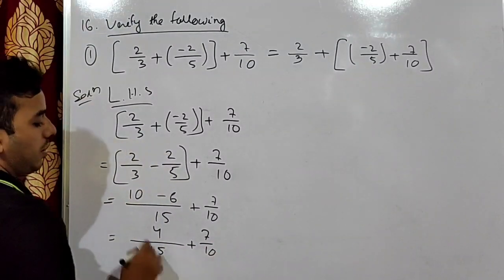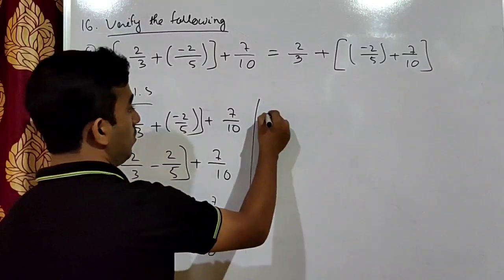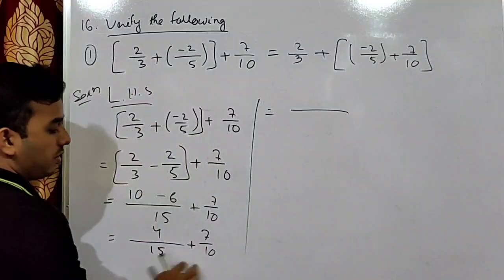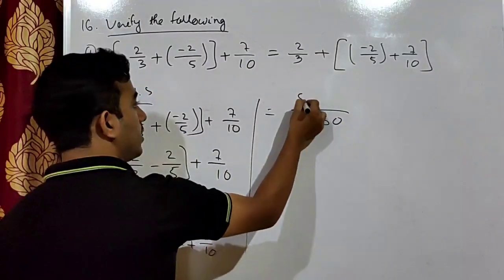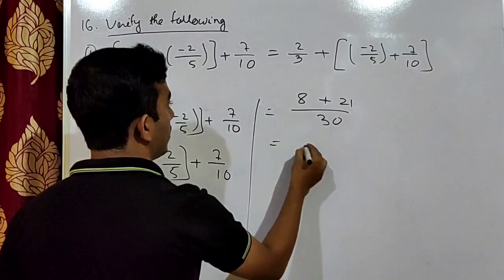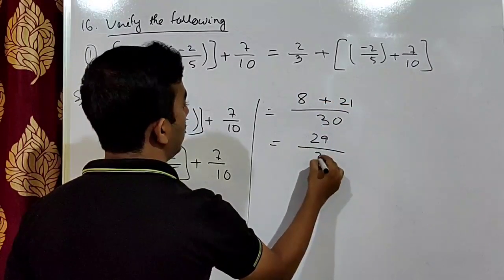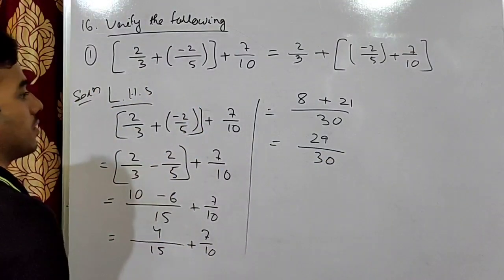4 by 15 plus 7 by 10. Up to this clear? Next, the LCM of both will be how much? 30. So 2 into 4 is 8 plus 3 into 7 is 21. So it is 29 by 30. Clear? That is LHS. Now let's find RHS.